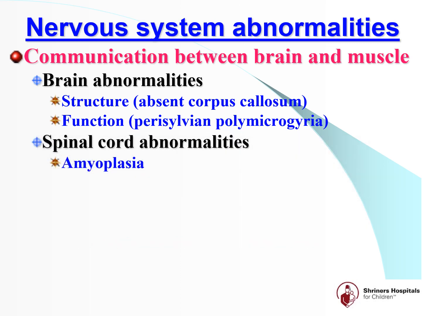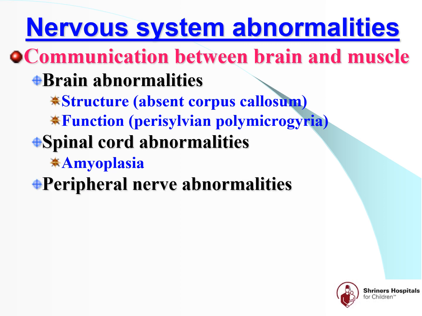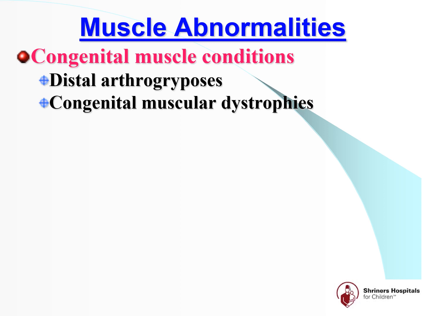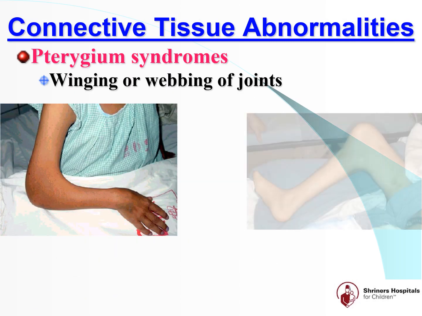The spinal cord can have abnormalities so that the messages are not transmitted from the brain down to the muscle. Or the peripheral nerves that go from the spinal cord to the muscle may be abnormal. And finally, where the nerve connects with the muscle, the communication may not happen. There can be issues with the muscles themselves, where they do not function appropriately, such as in the distal arthrogryposes or congenital muscular dystrophies.